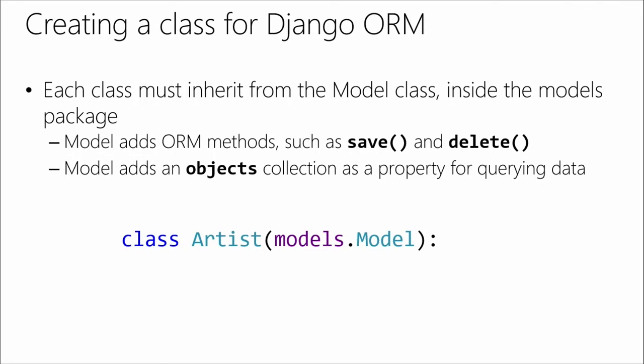But the way we do that is we have to inherit code that's already written. So if you take a look at the slide here, you can see that when I create the artist class, it inherits from the model class inside the models package. So that model class inside the models package has the logic for save, delete, and the queries. Now, the queries are generally done through something called the objects collection. So whenever we want to do queries, we have this extra property that automatically gets added to our class because we inherit models. And that is the property we'll use for querying data. If you're a little confused, don't panic. We're actually going to do examples of this in the next module. So it'll make a little more sense when we actually do it.